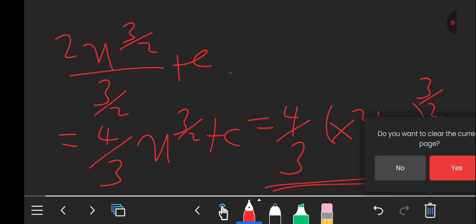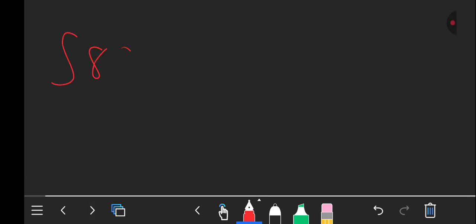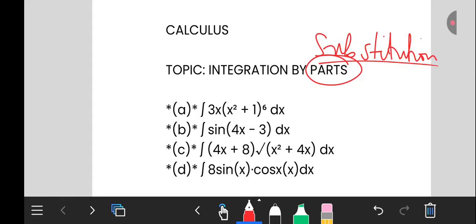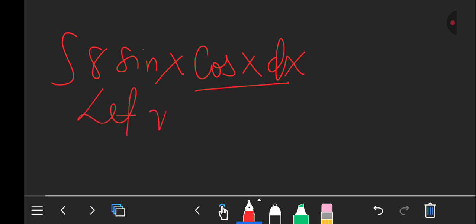Let's look at another one. Actually, the last one, which is the integral of 8 sin x cos x dx. So we can try to make something out of this. Okay, so we can make something similar here. So what we can do, we can let u be equal to cos x.